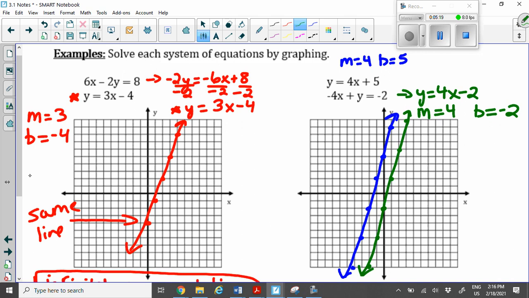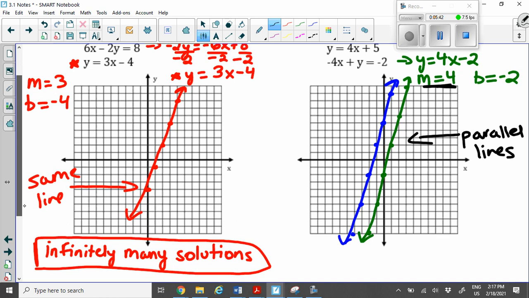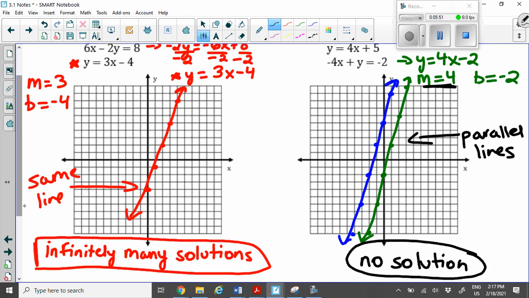Now, notice that the two lines have the same exact slope. Okay? They both have m equals 4. So what happens when we have the same exact slope? That means these are parallel lines. And because they're parallel lines, that means they will never intersect. So what's going to be our final solution here? Well, this is going to be no solution, because there are no points that satisfy both equations or both lines. Okay?